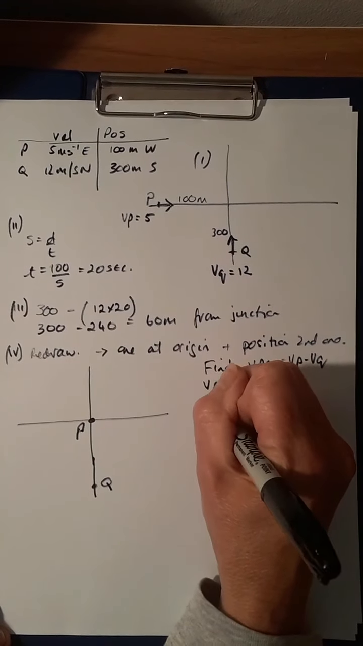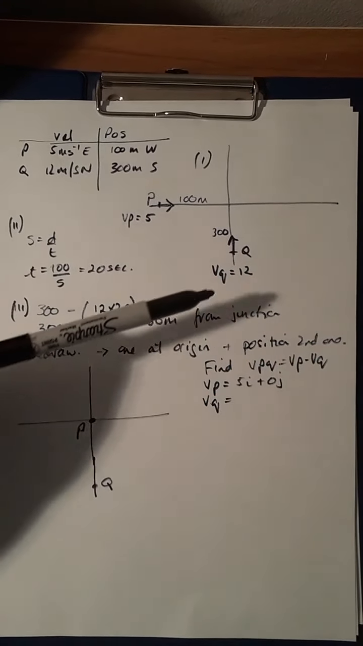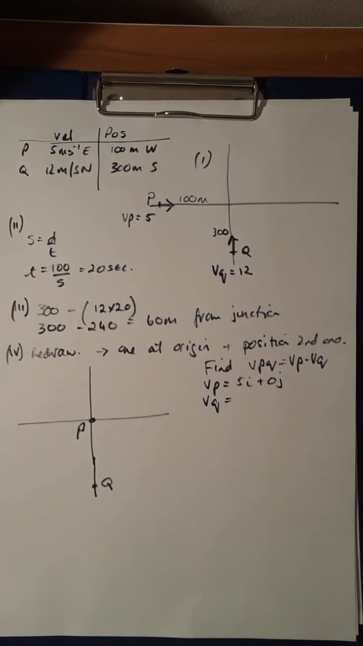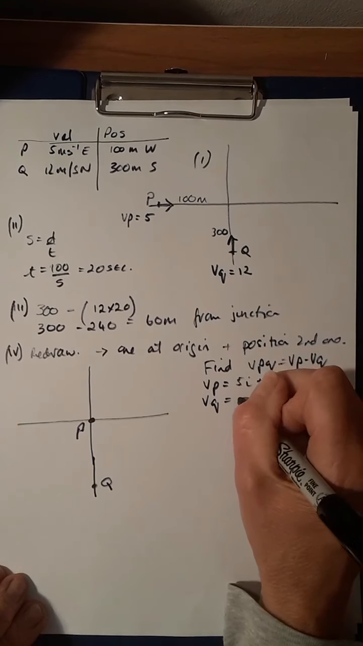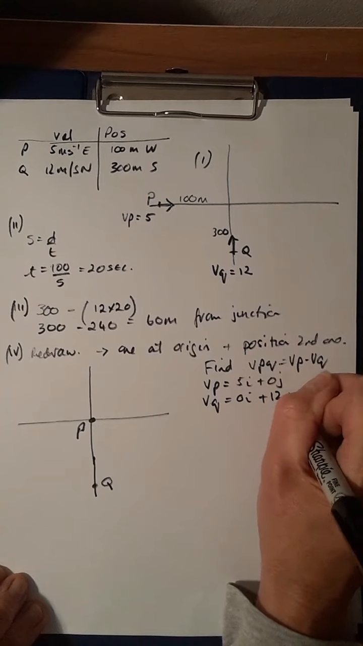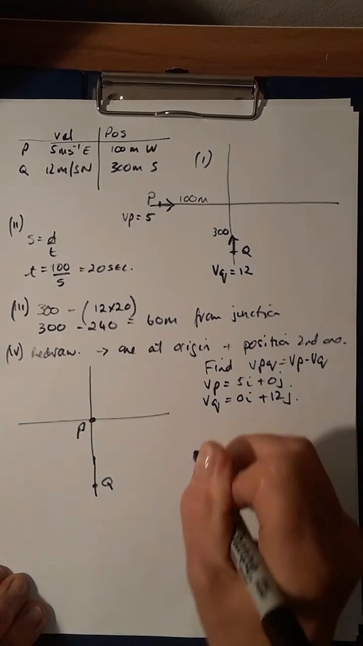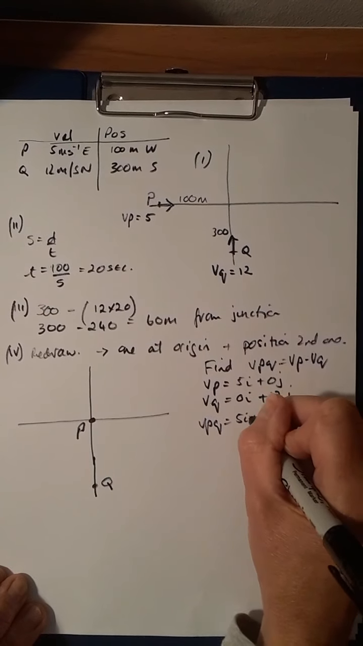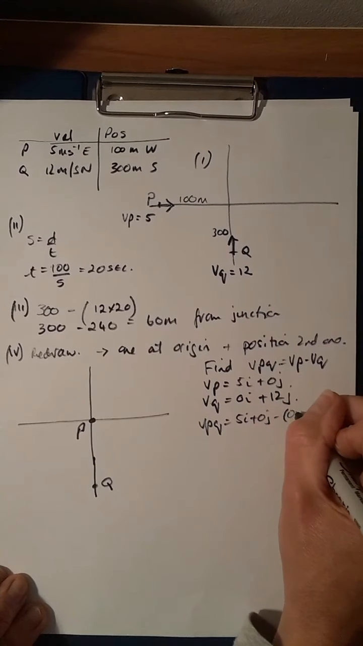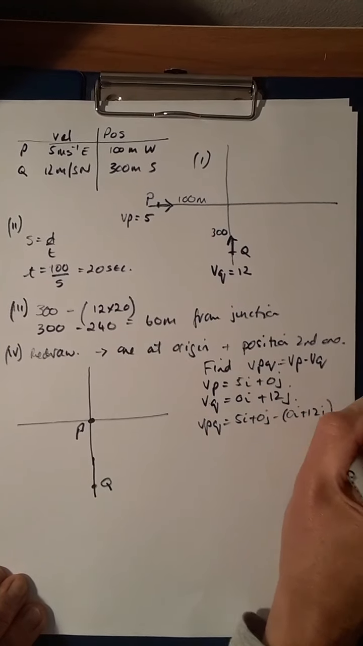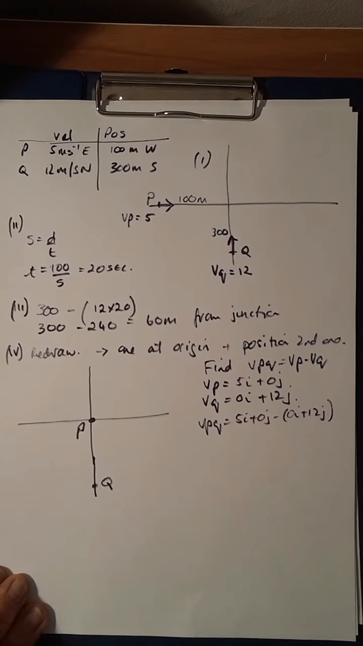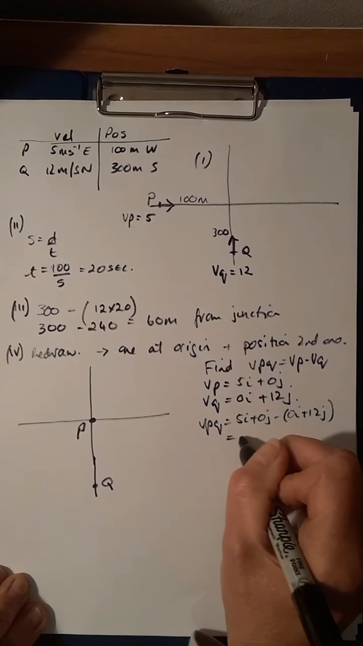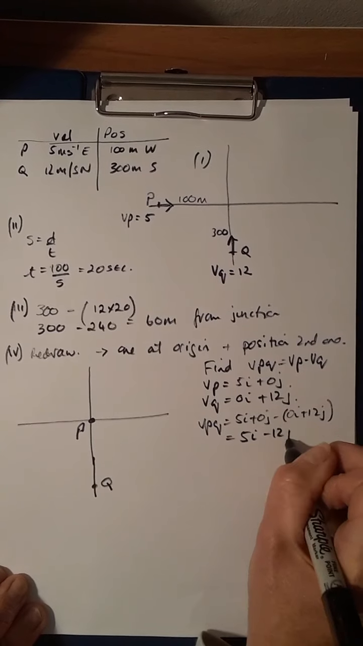What's the velocity of Q? Q is travelling north at a speed of 12, so that means 0i plus 12j. Then when you do VPQ on that, it becomes 5i plus 0j minus (0i plus 12j). Put that in brackets and watch your signs. So this will become 5i minus 12j.